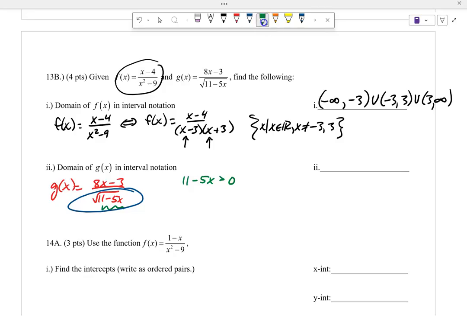And then let's go ahead and solve that. I get negative 5x greater than negative 11, divide by negative 5. Now, remember, when I divide by negative 5, that's going to switch the sense of my inequality. So I'm less than 11/5. Anything less than 11/5. So negative infinity up until 11/5, but again, cannot be 11/5 on that, because that'll make it undefined.